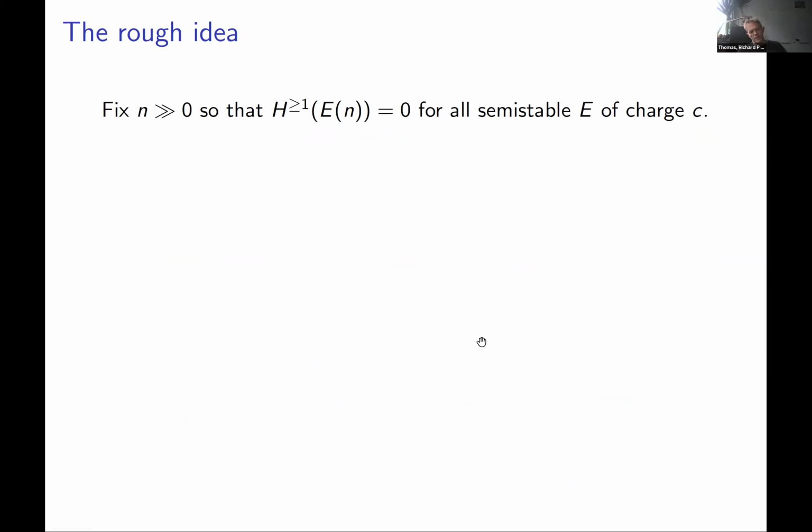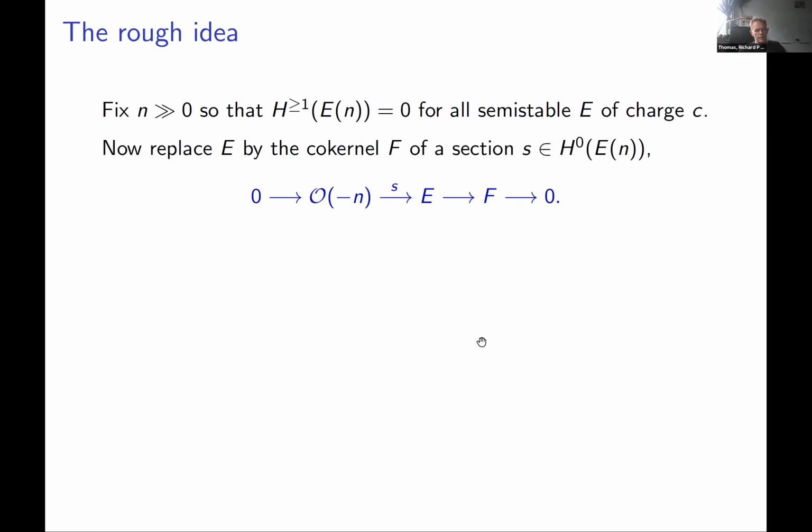First, we twist up our sheaves by a hugely positive line bundle to assume that they have no higher cohomology. And then we just fix this N. So more or less, up to other wall crossings, that doesn't change the invariants. So you can ignore that. But now what we do is we consider sections of our sheaves and their cokernels. All right. So obviously the cokernel of a section has rank one lower. So we replace our E's by F's, and they have lower rank, and we know what their Chern character is. Okay, it's given by a nice formula.